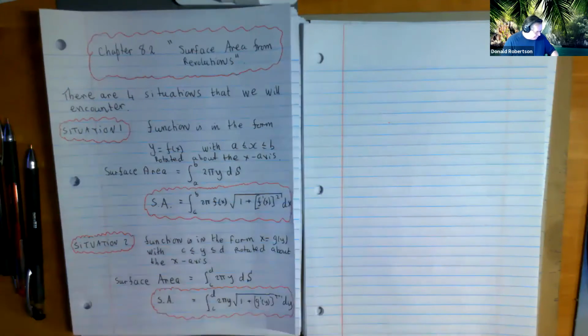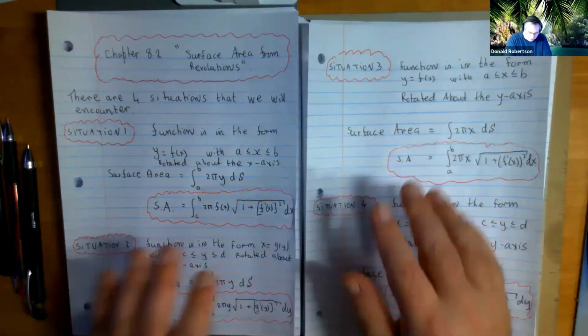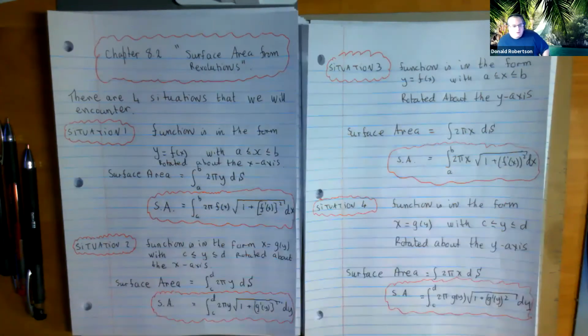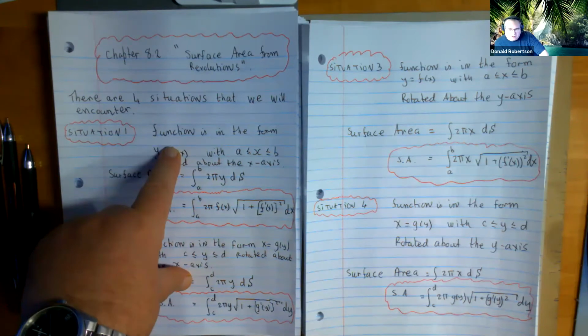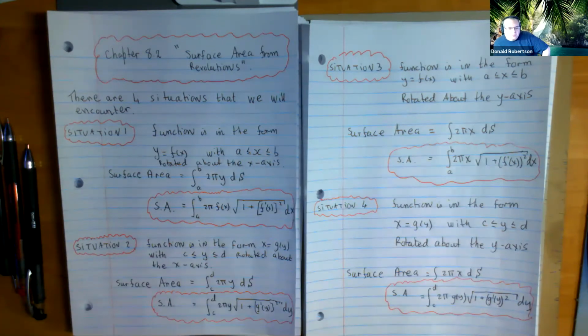Everyone. Today we are going to finish off 8.2. So, to remind you, here are the 4 different situations with the appropriate formula when you are looking at finding the surface area of revolution. These 2 are when you rotate about the x-axis, and these 2 are the formulas for when it's being rotated about the y-axis.